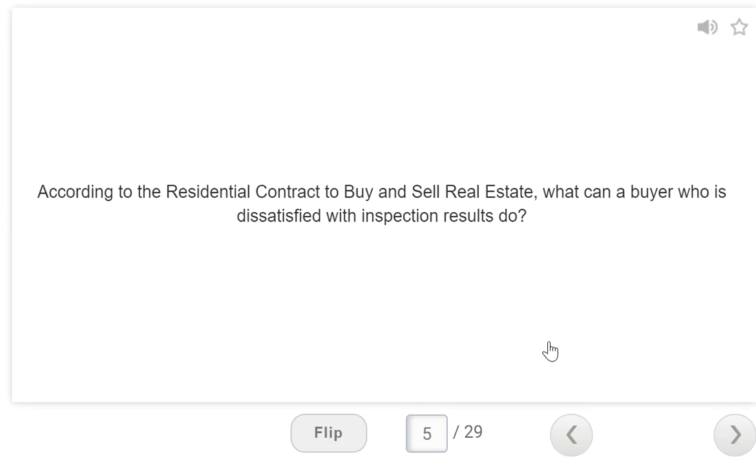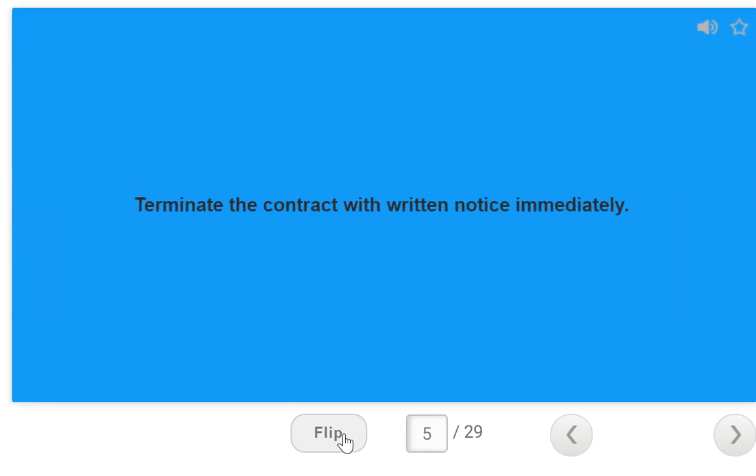According to the residential contract to buy and sell real estate, what can a buyer do who is dissatisfied with the inspection results? So what can an unhappy buyer do that is not happy with the inspection results? They can terminate the contract with written notice immediately. So this is one of the 50 ways that a buyer can get out of the contract. So a seller cannot sue the buyer for specific performance in this case, because if the buyer isn't happy with the inspection, they can get out of the contract immediately. Give the seller written notice. Don't like the inspection, I'm out.